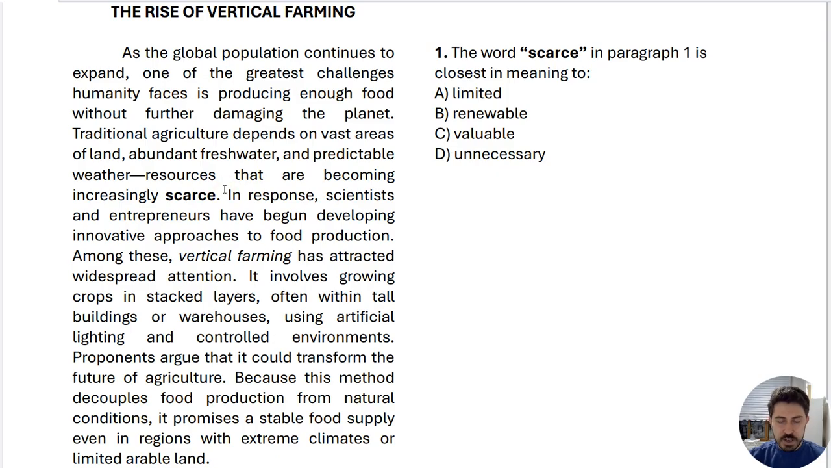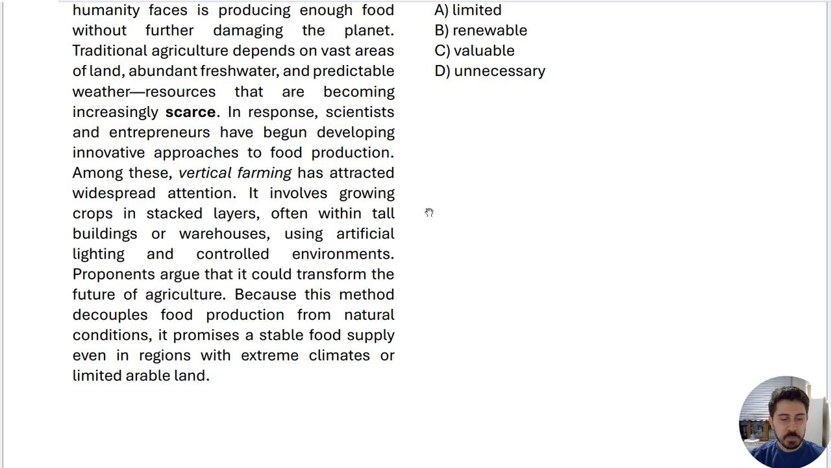In this specific question, the answer will be option A. The reason is that when you take a look at the sentence, it mentions resources such as fresh water and predictable weather. We know that these things are becoming less and less common every passing day. That's why saying that these resources or conditions are getting limited makes a lot of sense.